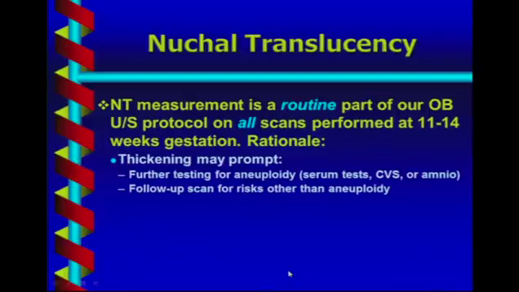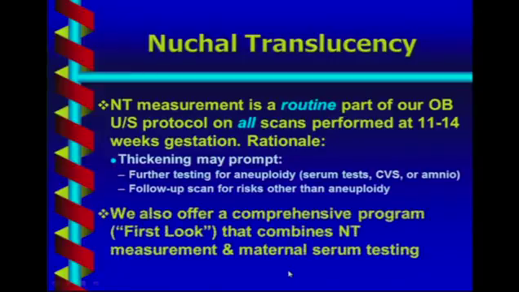So I can tell you that there's a difference of opinion with respect to whether the nuchal translucency should be routinely used, but we certainly use it as a routine part of our obstetrical protocol on all scans performed at 11 to 14 weeks, even if the patient isn't having an associated blood test, because thickening of the nuchal translucency may prompt further testing for aneuploidy, including some of the serum tests or CVS or amniocentesis, and a follow-up scan for the risks other than aneuploidy.